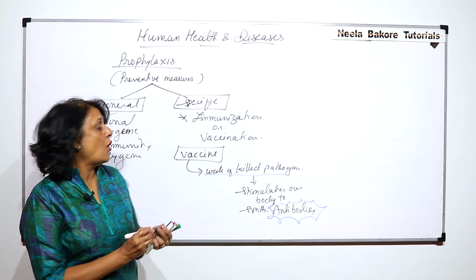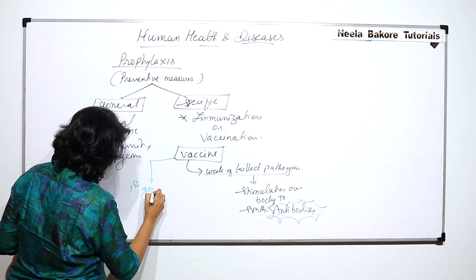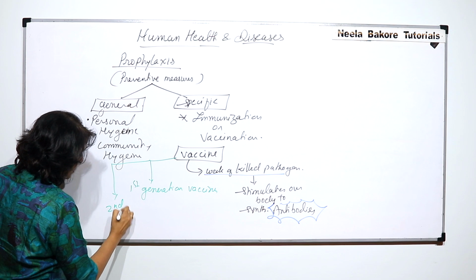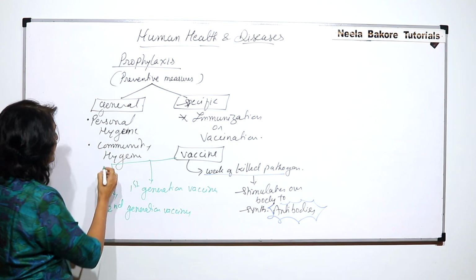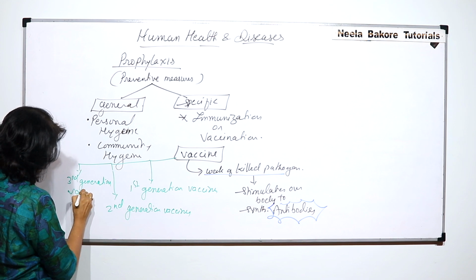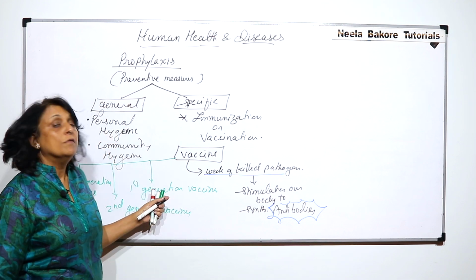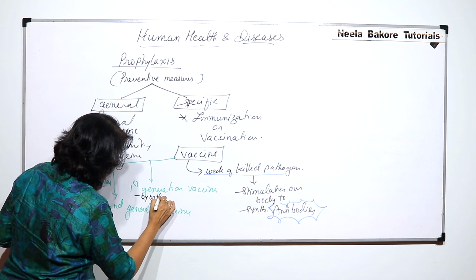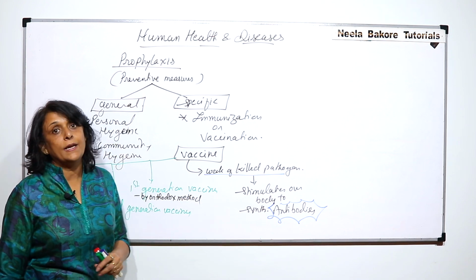These vaccines which we talk of are of three categories. First generation vaccines, then we have second generation vaccines, and lastly we have third generation vaccines. Now, what exactly do we mean by this? First generation means the vaccines which are produced by the orthodox method. And what exactly is this orthodox method? That is using weak or killed pathogen.